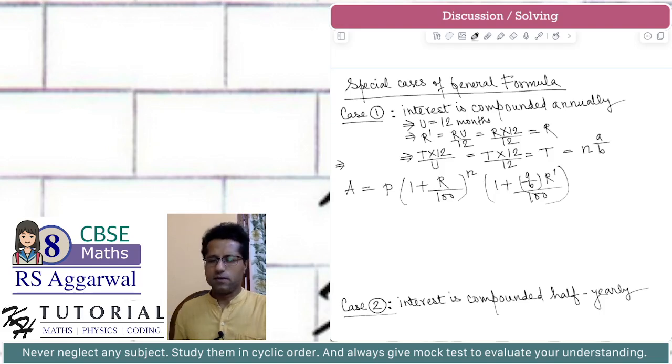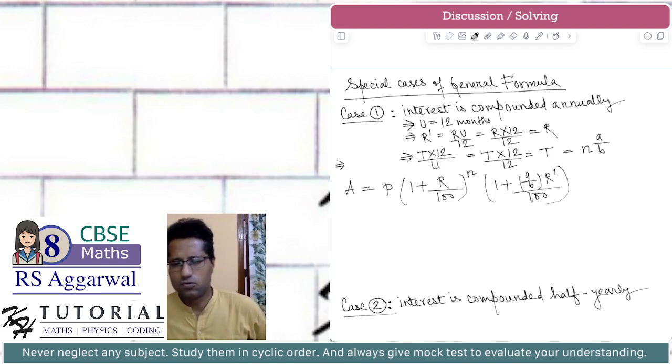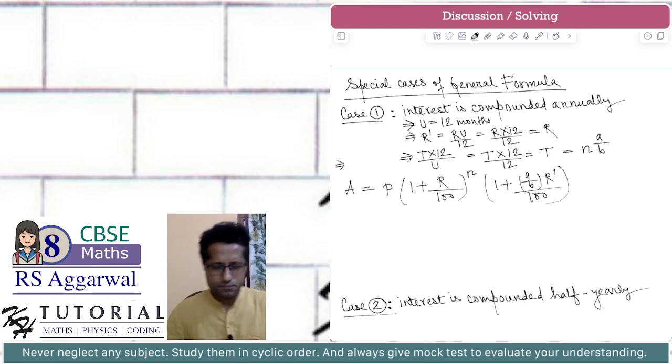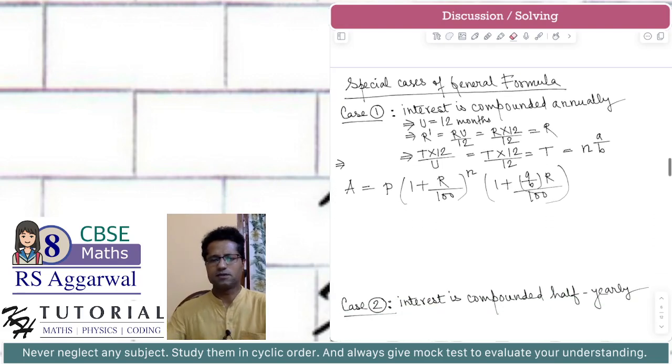Now if the value of t in the problem is given as an integer like 2 years, 3 years, 4 years, then obviously this formula, which we have generalized, has a specific version of the general formula, as r dash has become equal to r. This is the only change that has happened from the general formula: r dash has become equal to r.